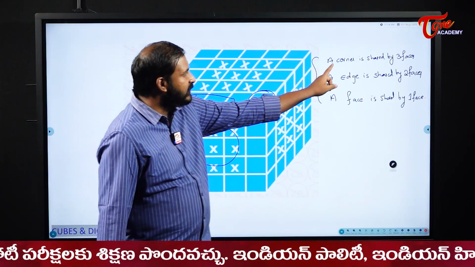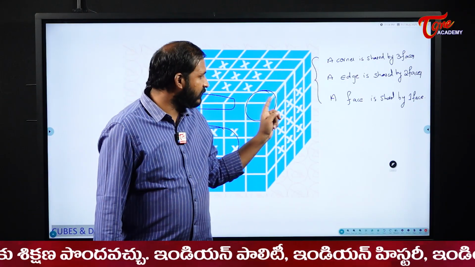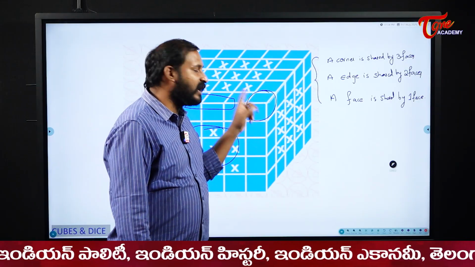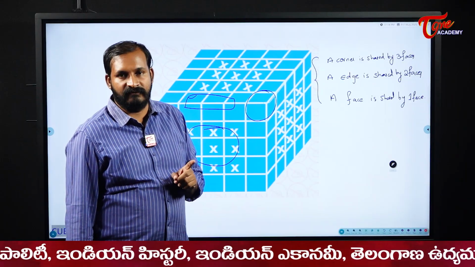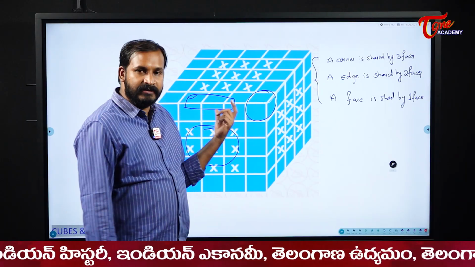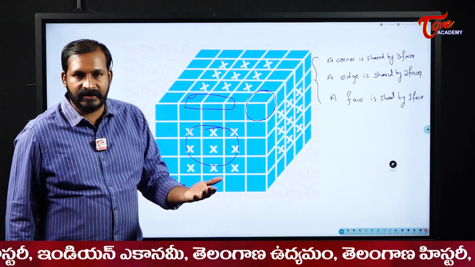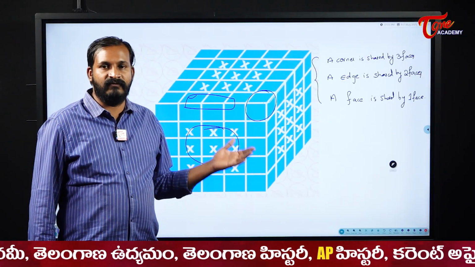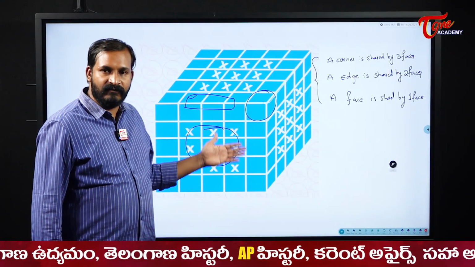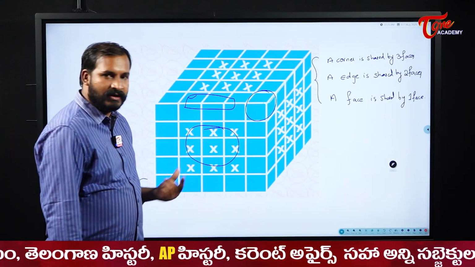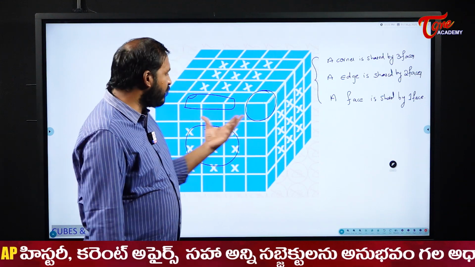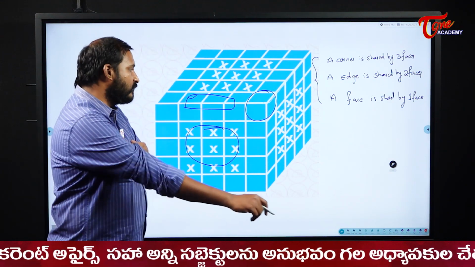Now see here students, a corner cube. Why do we get three faces painted? Because it is at the corner and it is shared by three faces. The edge cubes are shared by two faces, so obviously the cubes present on edges will get paint on two faces. The cubes placed on a face will get paint on only one face. Okay. Now see here students.